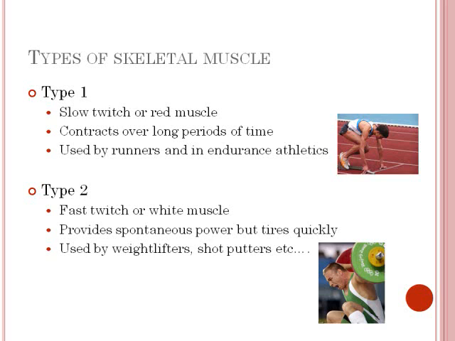The second type of skeletal muscle, also known as type 2, fast twitch, or white muscle, provides spontaneous power but tires quickly. This type of muscle is used by weightlifters, shot putters, and other athletes. Type 2 muscle fibers have less mitochondria than type 1 because they only require short bursts of energy. These muscles tire easily and suffer the most from lactic acid. Type 2 fibers are also responsible for fast movements like that of the eyeball.